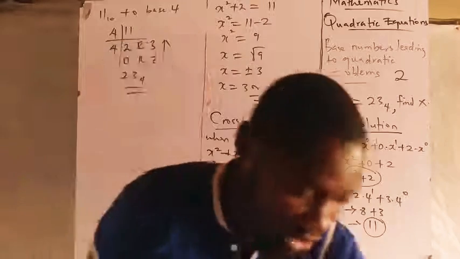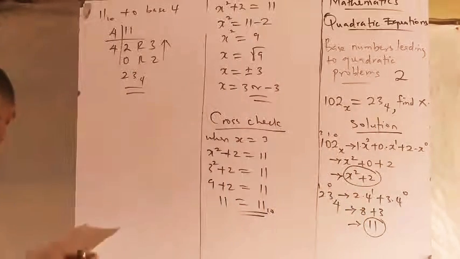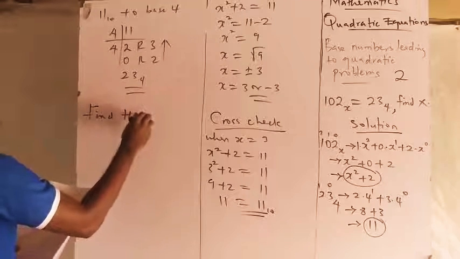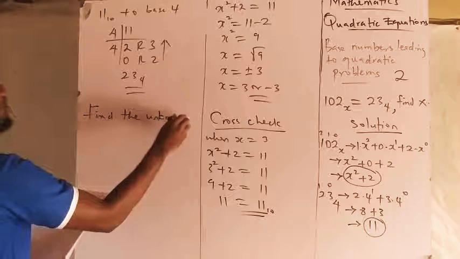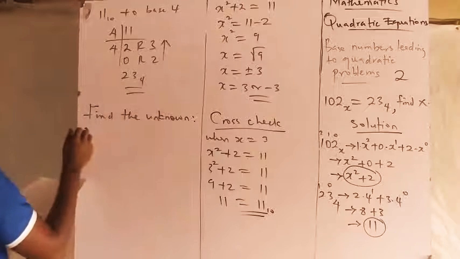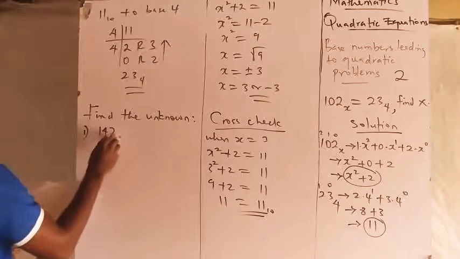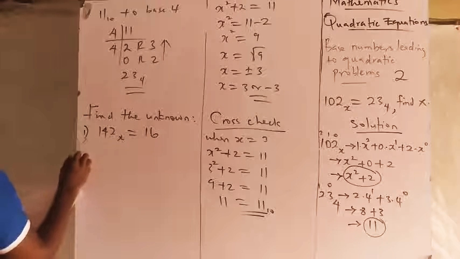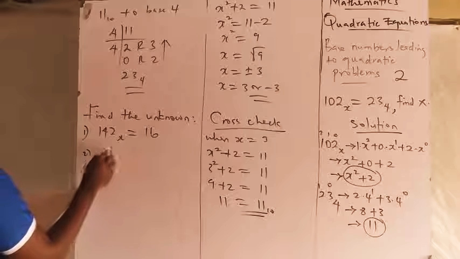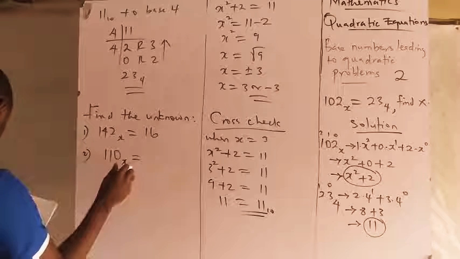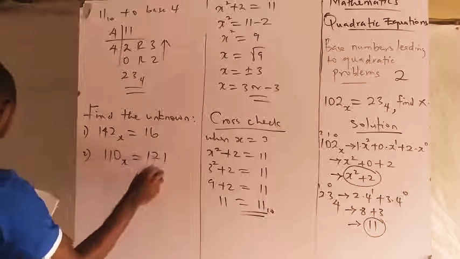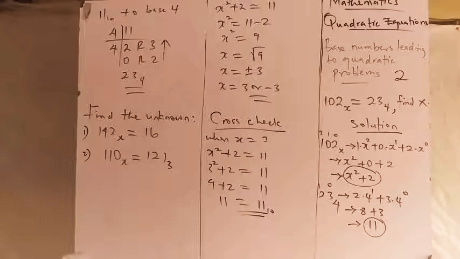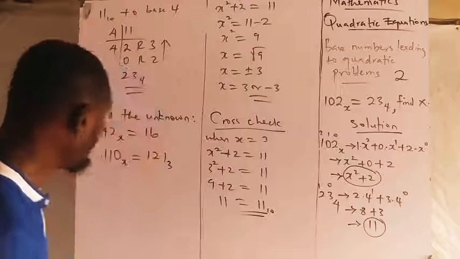So you carefully do this for me. Find the unknown. You have 1, 142 base x is equal to 16. And 2, you have 110 base x is equal to 121. And 3, you have to solve that problem yourself.